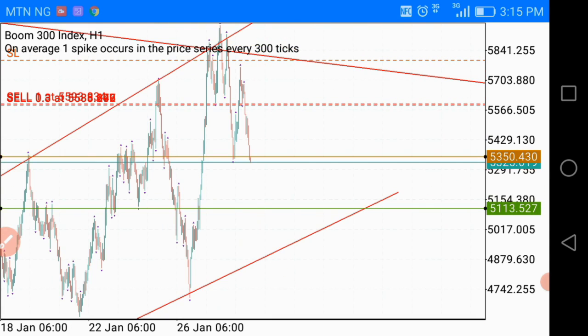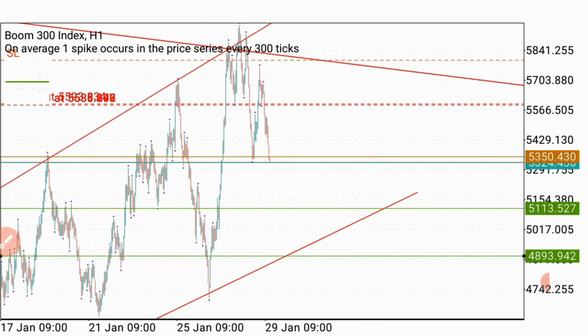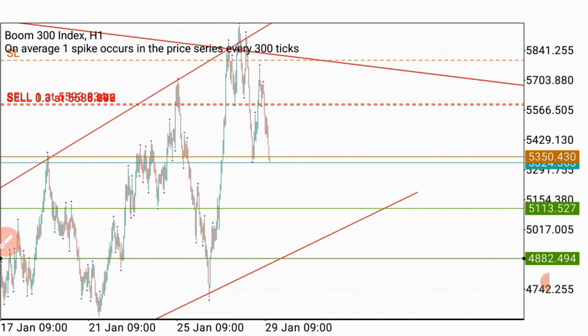Now, no, that's my TP2, right? My TP3 is going to be here. My TP3 is going to be here, right? That's going to be my TP3.